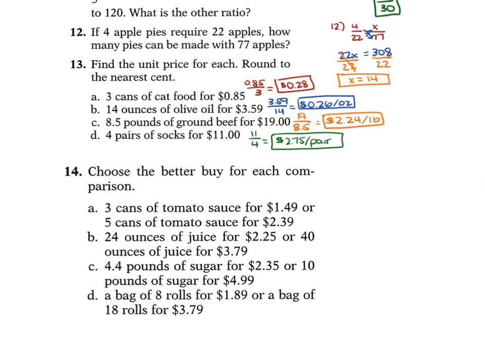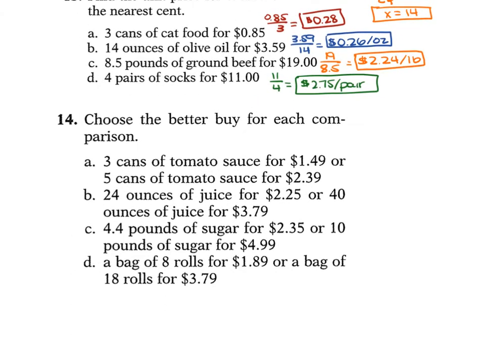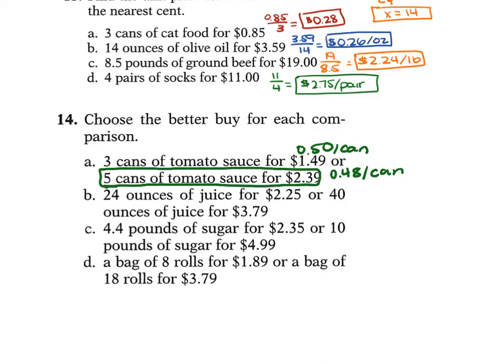For 14, it says choose the better buy for each comparison. So for A, we have 3 cans of tomato sauce for $1.49, or 5 cans of tomato sauce for $2.39. So for the first one, we're going to do 1.49 divided by 3. We get 0.50, so 50 cents per can. For the second, that's 5 cans for $2.39. So $2.39 divided by 5 is 48 cents per can. So the 5 cans for $2.39 is our better buy.